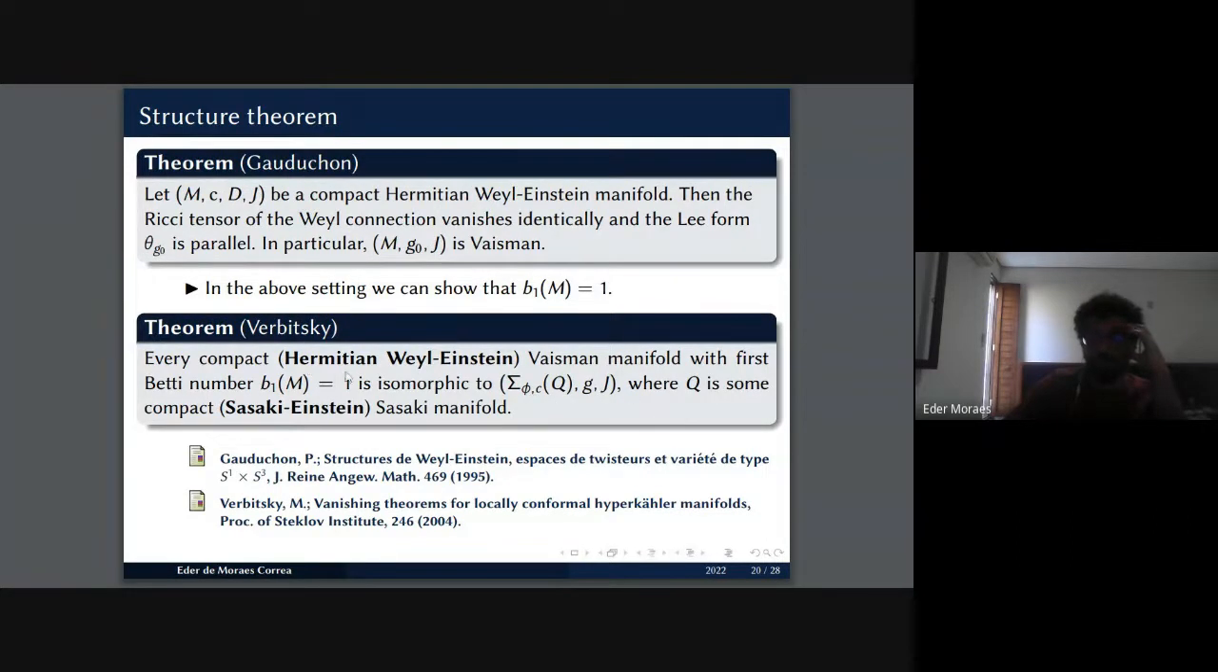And here, if the Vaisman manifold is in particular a Hermitian Weyl-Einstein manifold, then the Sasaki manifold which we obtain from the construction is a Sasaki-Einstein manifold. And here we have the references for these results.